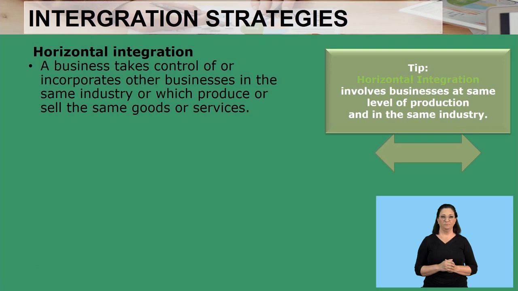With horizontal strategy, as you can see in the TPA, it involves businesses at the same level of production and in the same industry. What does it mean here? It says a business takes control of or incorporates other businesses in the same industry. The key word is in the same industry, which produces or sells the same goods or services. What does that mean? This could be our competitor.